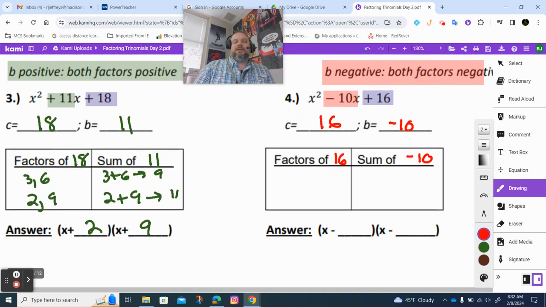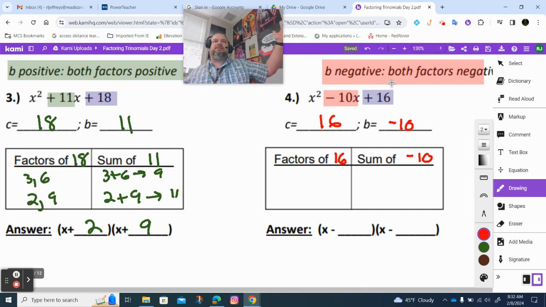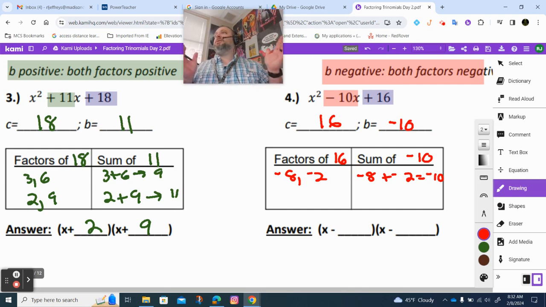What are numbers that will divide 16? 8. So 8 and 2. Well, 8 plus 2 is 10. But what does our rule say right here? So watch this. You ready? That's all we had to do.